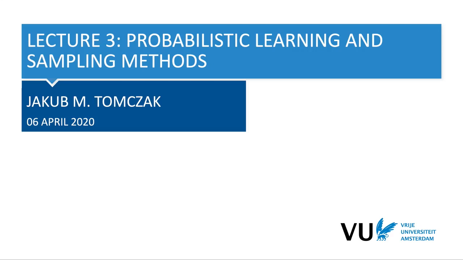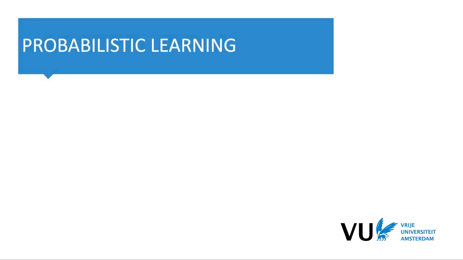Hello everyone. So today we are going to talk about probabilistic learning and sampling methods. This lecture is a quick recap from the machine learning course, but also with some new perspective, new algorithms, mainly sampling algorithms. And this is very important, so please pay attention to these methods because they will lay down foundations for evolutionary algorithms for our next meetings. All right, so let's start.